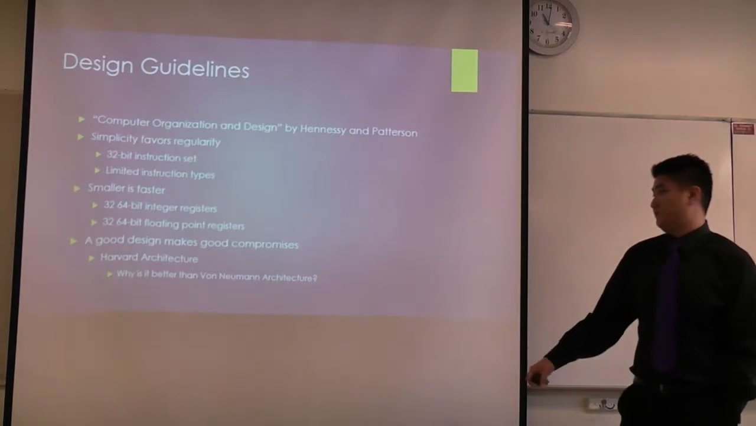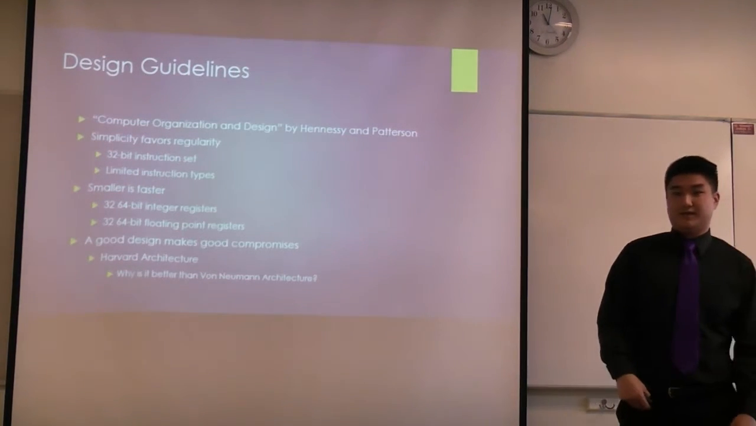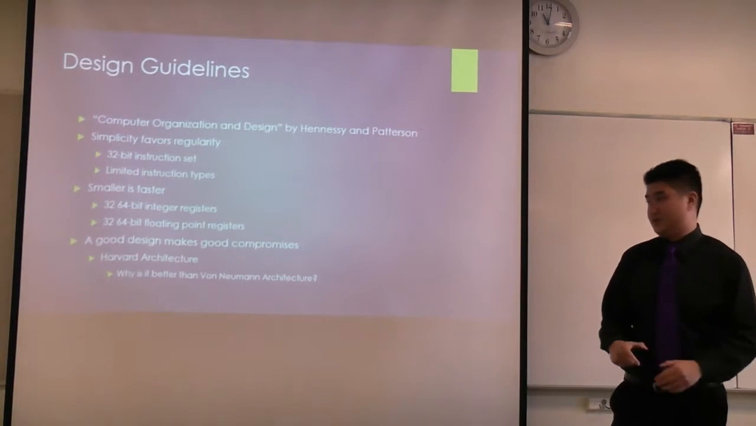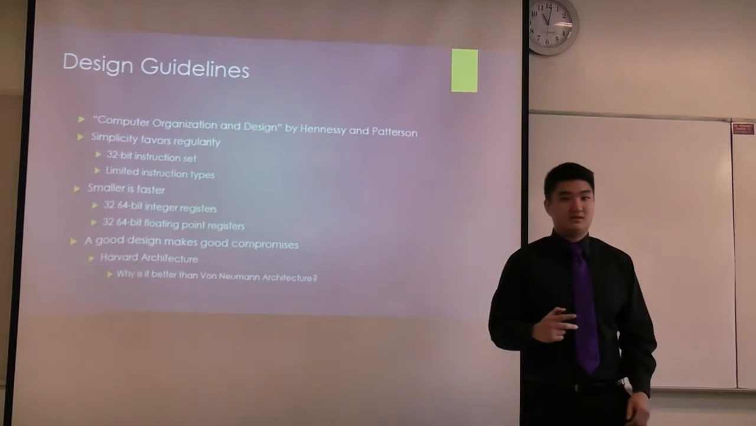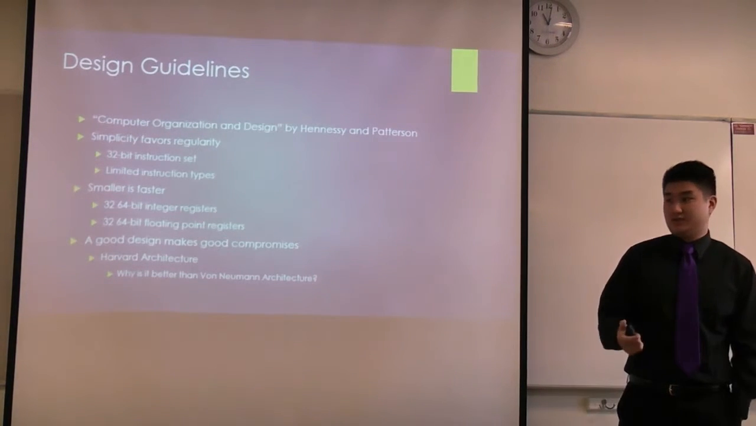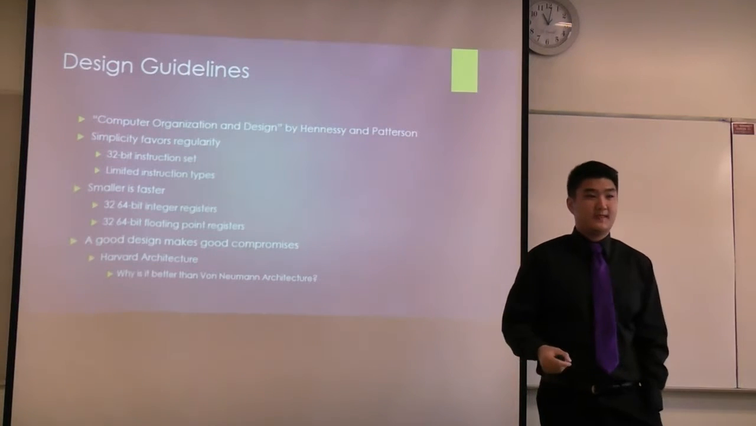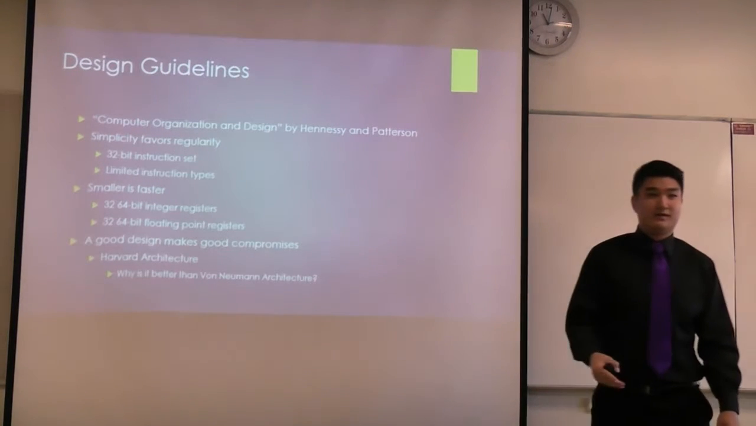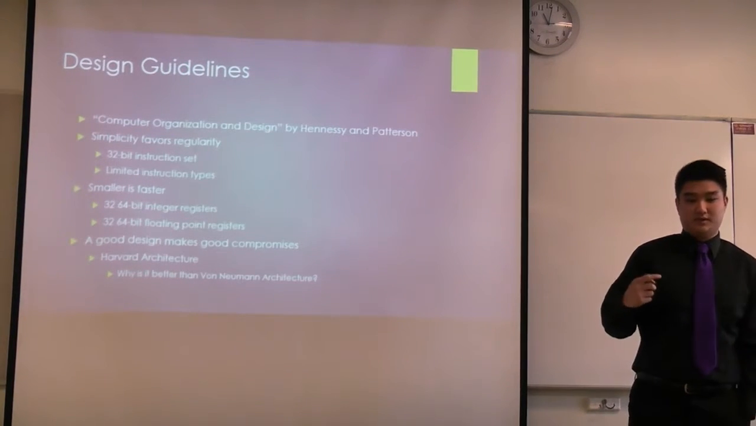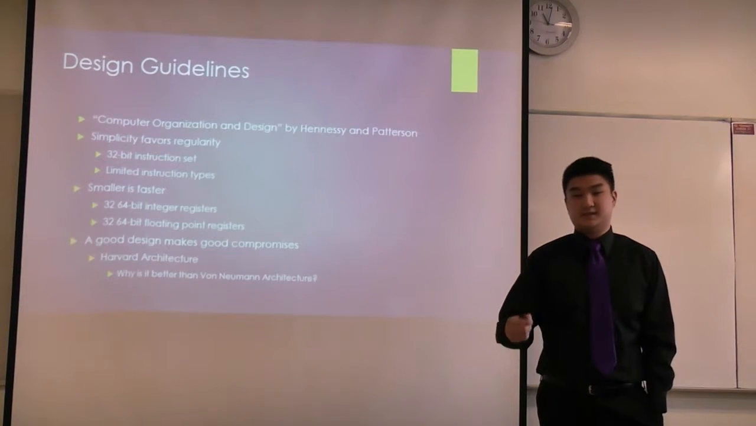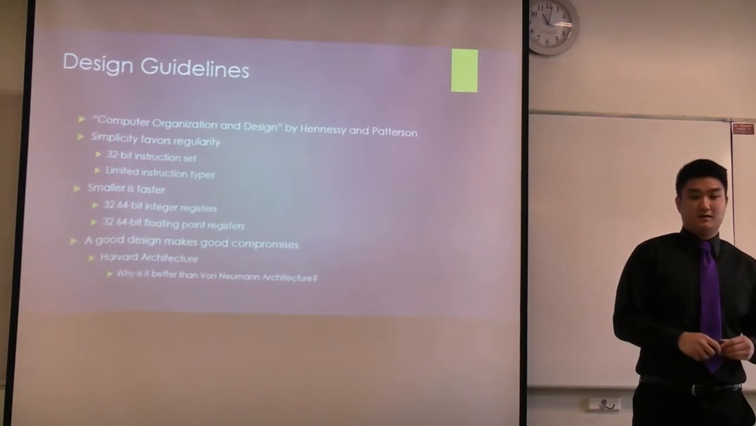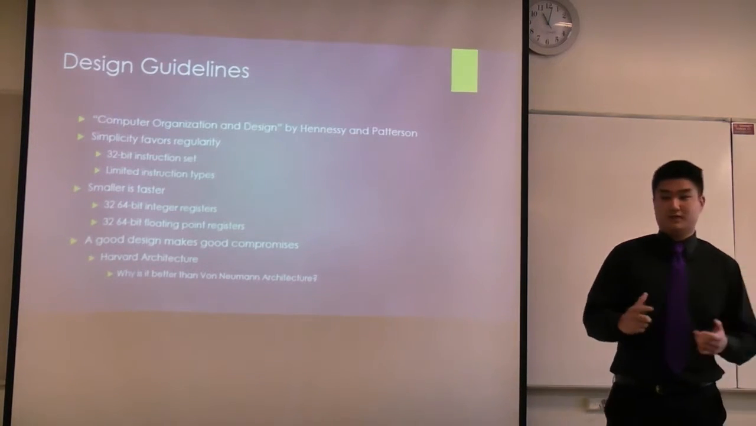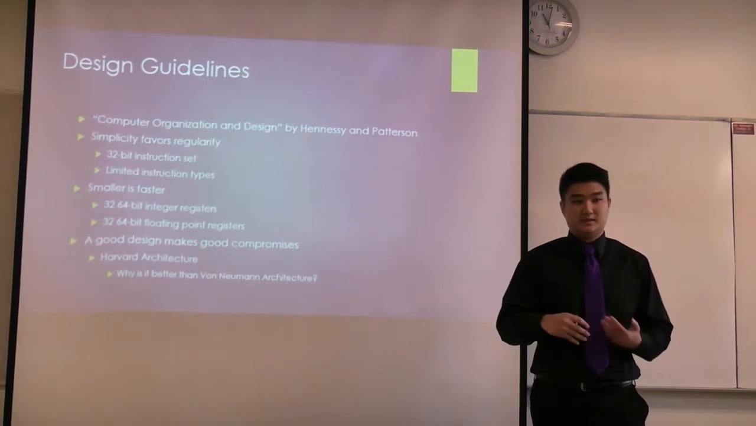And then a good design makes good compromise, and that's where we have the Harvard architecture versus the von Neumann architecture. The Harvard architecture has two buses, one for data transfer and one for instruction fetching. Harvard is better than von Neumann because the von Neumann only has one bus for both instruction fetches and data transfers. So the Harvard architecture will do both at the same time, and the von Neumann will have to separate it into two.